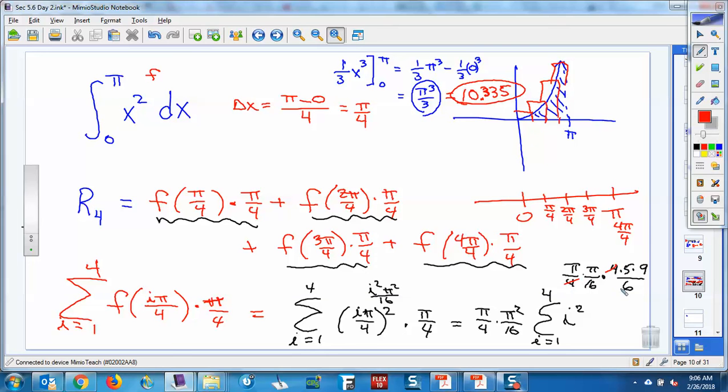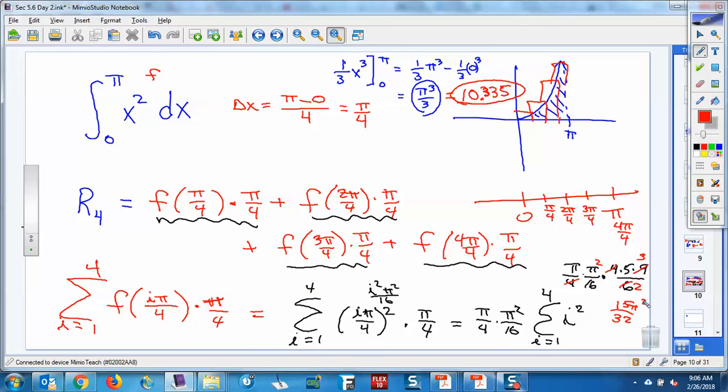1 wide. And why is that? Because our total width is 4, and we're going to divide it up by 4. Now, in general, that's called delta x, for change in x.